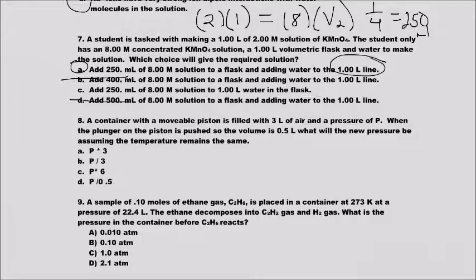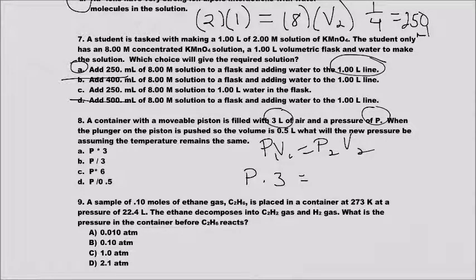Number 8. A container with a movable piston is filled with 3 liters of air and a pressure of P. When the plunger on the piston is pushed, so the volume is 0.5 liters, what will be the new pressure, assuming the temperature remains the same? Okay, so we've got a volume and a pressure, so that's Boyle's law. You don't have to have numbers for everything, you can still work it out. So I'm going to put just P for pressure times 3 for volume.